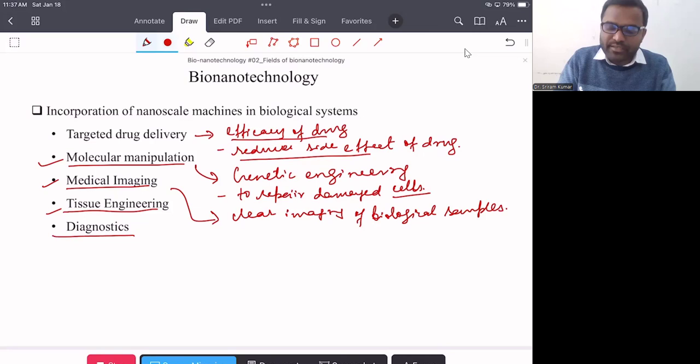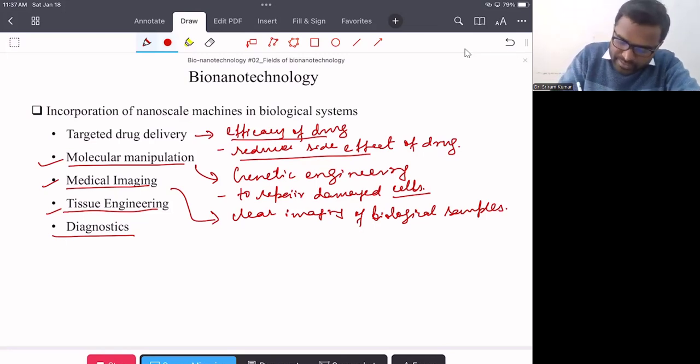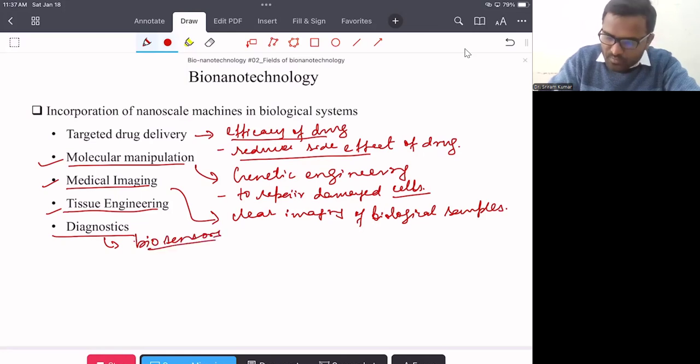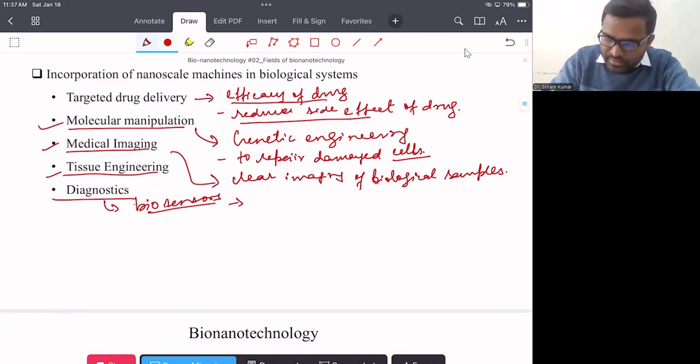And the fifth point is diagnostics. Using a nanomaterial-based system, we can develop sensors. In diagnostics, we will develop biosensors that can be used for the early detection of disease.